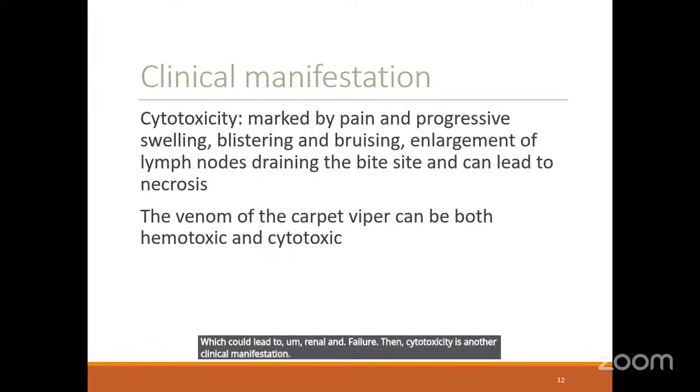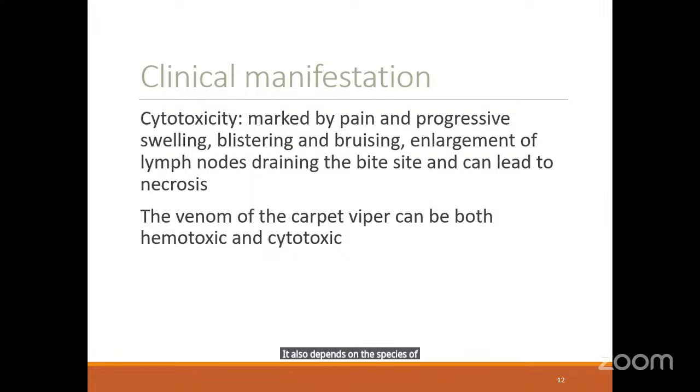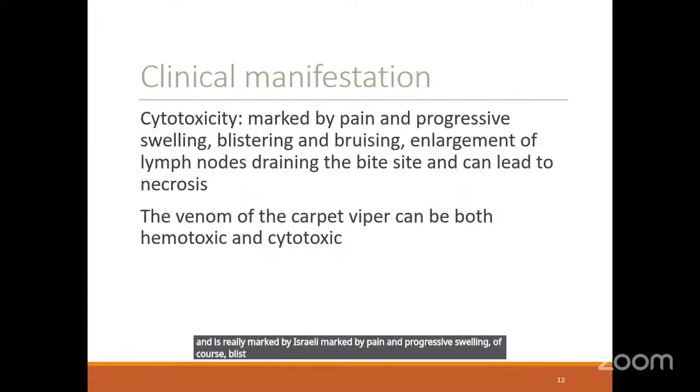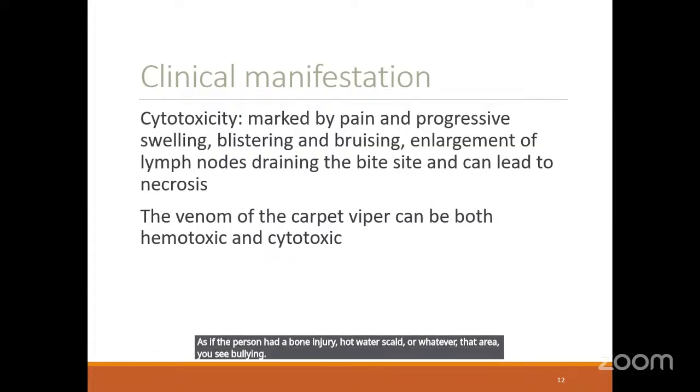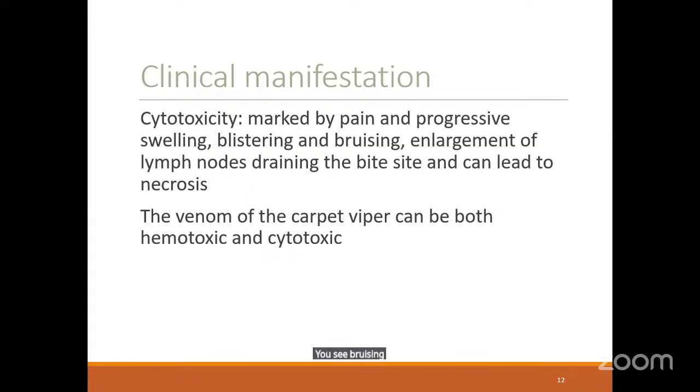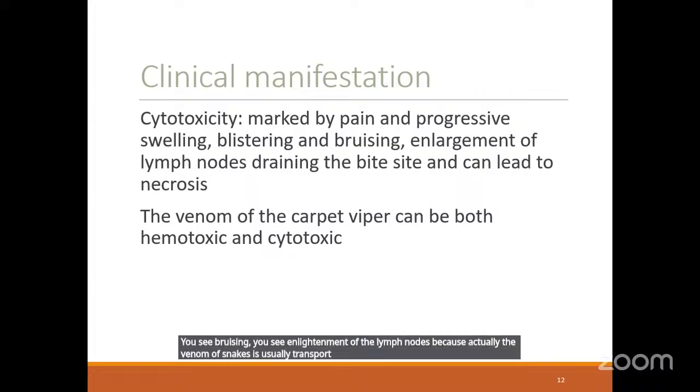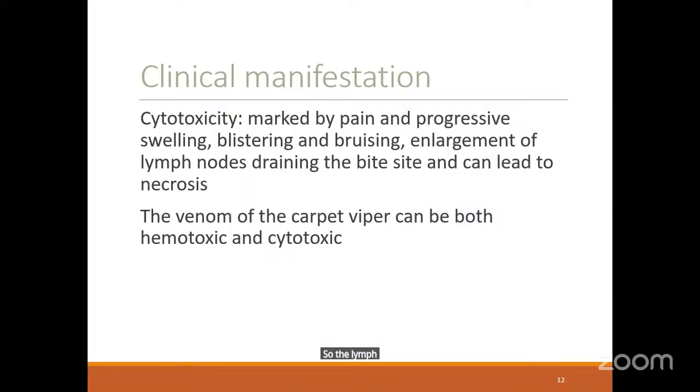It also depends on the species of venomous snake that bites the individual, and is usually marked by pain and progressive swelling. Of course, blistering too, like bullae, as if the person had a burn injury, hot water scald or whatever at that area. You see bullae, you see bruising, you see enlargement of the lymph nodes, because actually the venom of snakes is usually transported through the body via the lymphatic system. So the lymph nodes at that draining site could be enlarged.